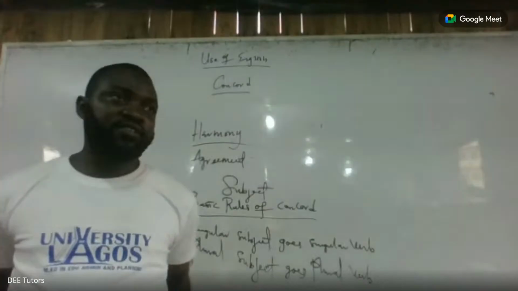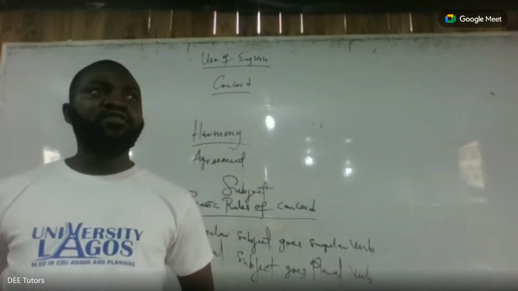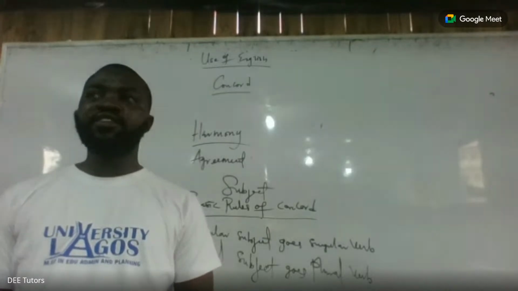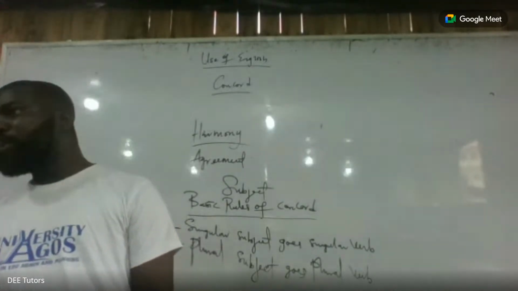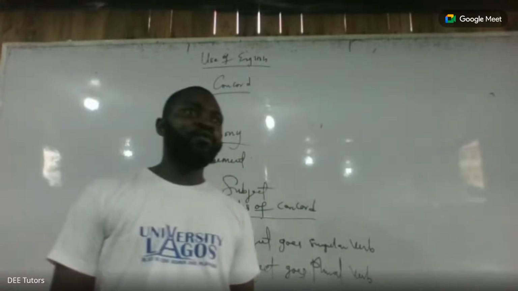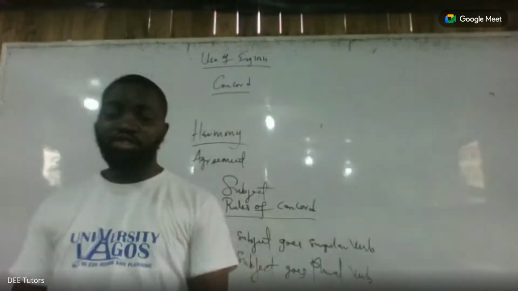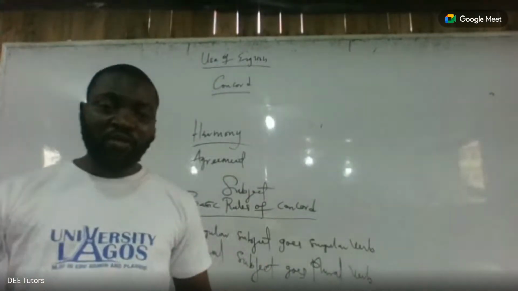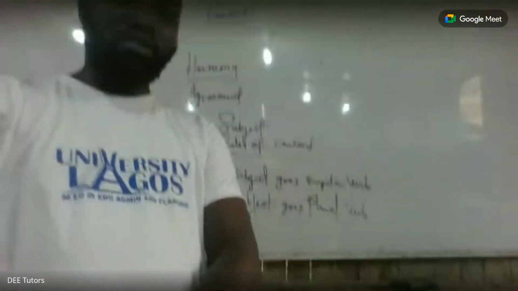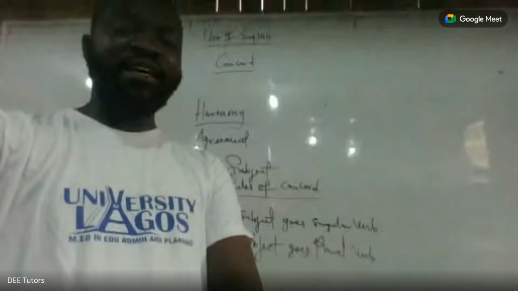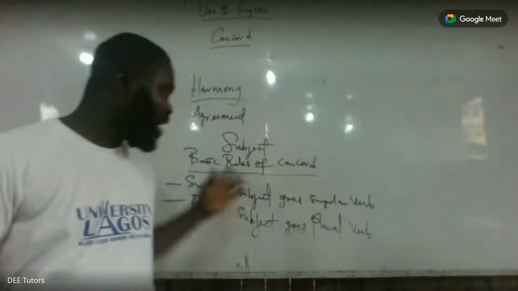In other words, a singular subject must be followed by a singular verb. A plural subject must be followed by what? A plural verb. You get me? Yes, sir. That is everything we'll be discussing in Concord. That's everything we'll be discussing in what? In Concord. So everything you'll be learning here, we cover these aspects.